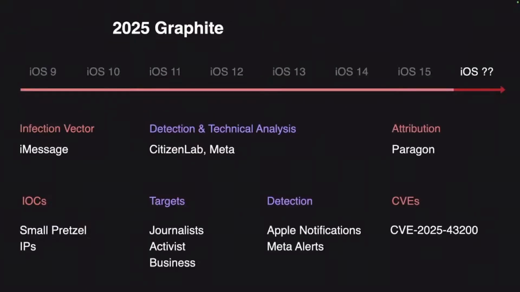Now, getting to the last one here, and this is obviously Graphite. We have seen this attack happening on iOS 18. I don't know when it was first introduced, when it first worked, or if they even have 26 support now. This was disclosed by Citizen Lab. It uses iMessage as an infection vector on iOS, and it used WhatsApp on Android.